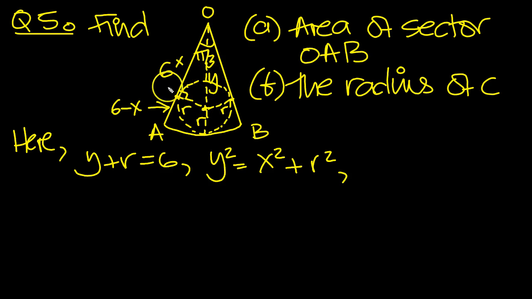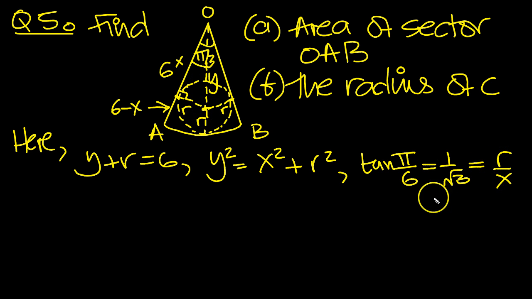So if we look at this angle here, this is 30 degrees because it's half of 60. So the tan of 30, so the tan of pi over 6, which is tan 30, is 1 over root 3. And that's equal to the opposite, which is r, over the adjacent, which is x. So that tells us here, the third one, if we move the x up here, x equals r root 3.